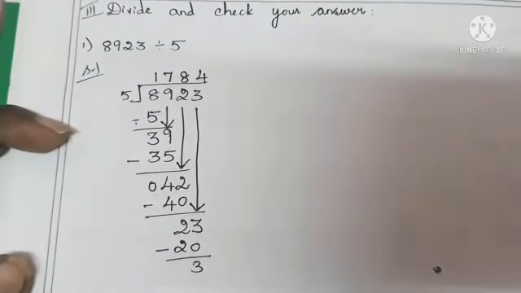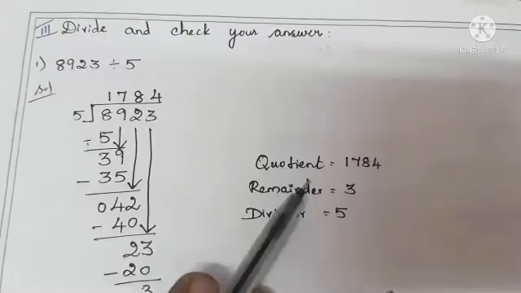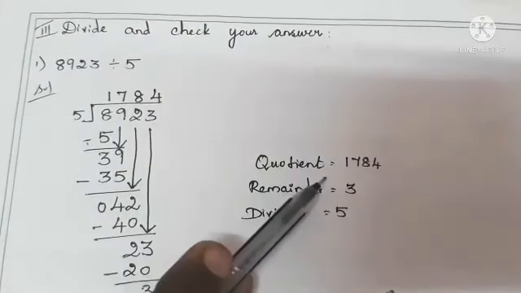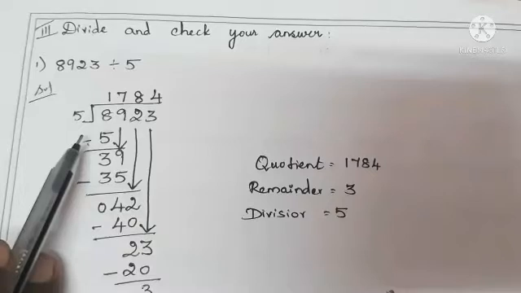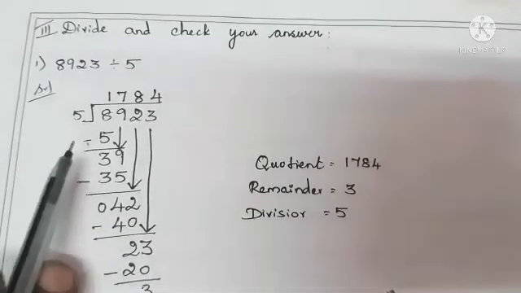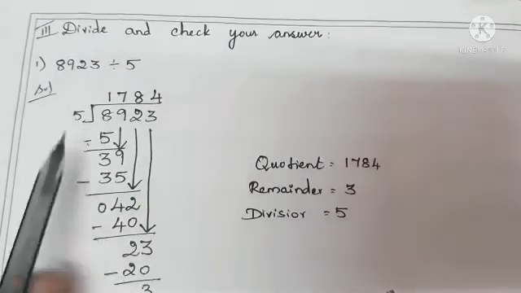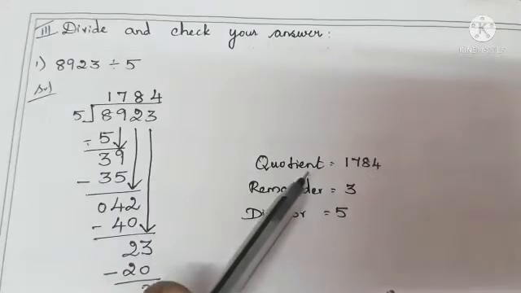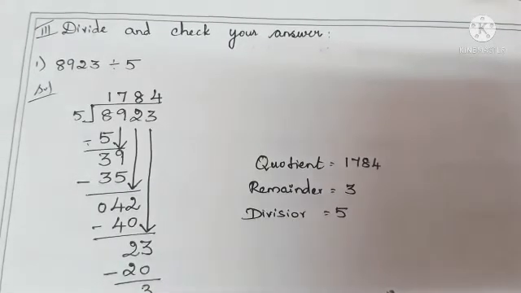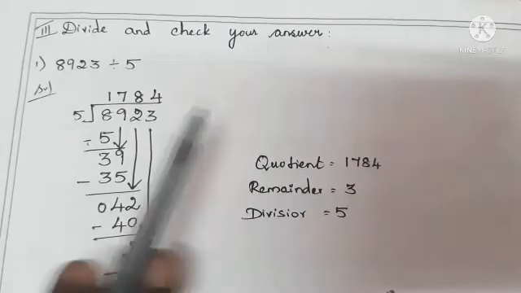Now we can write the quotient and remainder. What's the quotient here? 1784 is the quotient. Then what's the remainder? 3 is the remainder. Okay, so we can write: quotient is 1784, remainder is 3, and divisor is 5.